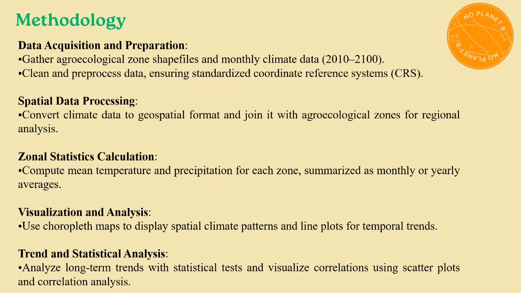This study involves several key steps in data analysis. First, we pre-process and align climate data with Pakistan's agroecological zones, ensuring proper spatial alignment. We then convert temperature and precipitation data into geodata frames and perform a spatial join with ecological zones. Next, we calculate zonal statistics by grouping data by zone and year, calculating monthly averages, and visualizing both spatial and temporal trends. To further explore climate relationships, we conduct trend and correlation analysis using scatter plots and calculate correlation coefficients. Finally, statistical analysis of yearly averages helps assess the connections between temperature and precipitation, providing valuable insights for agricultural planning and climate adaptation strategies.